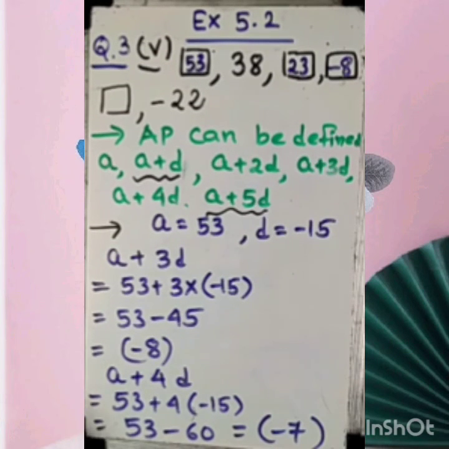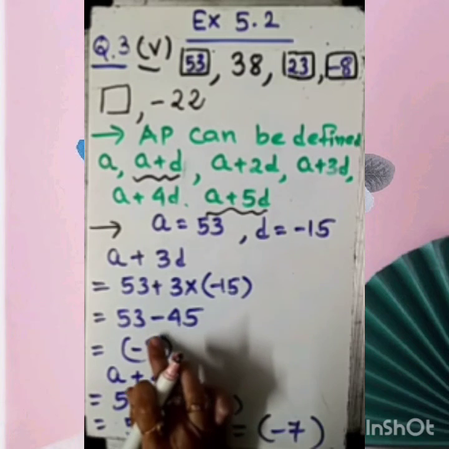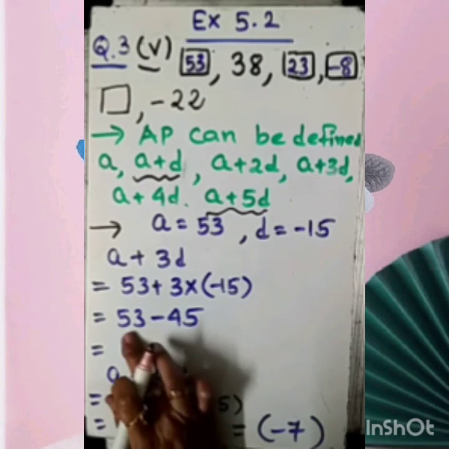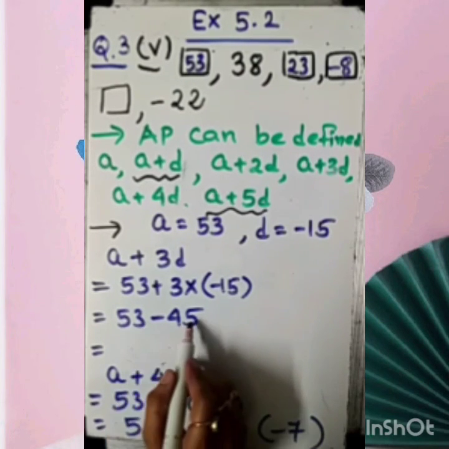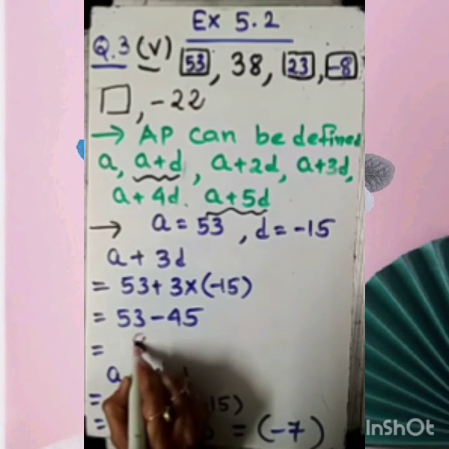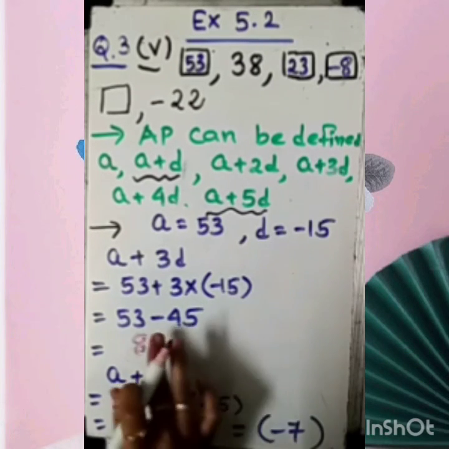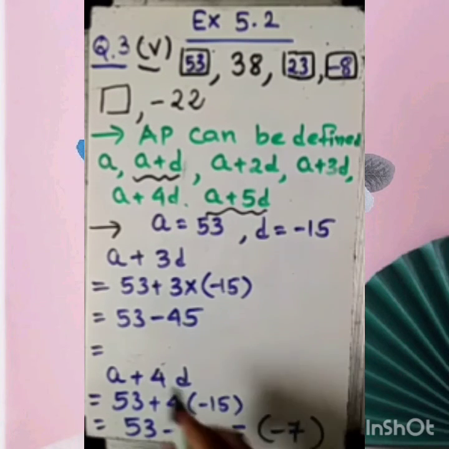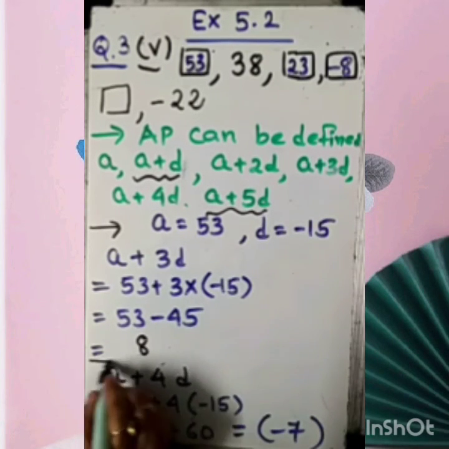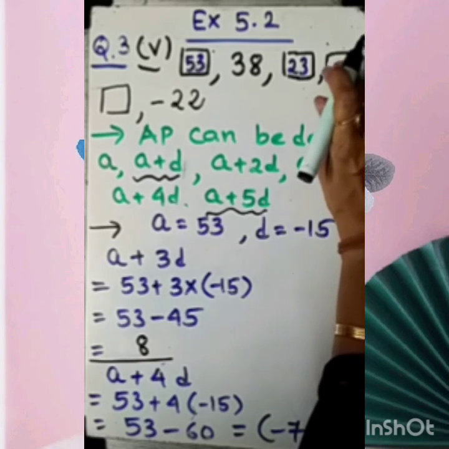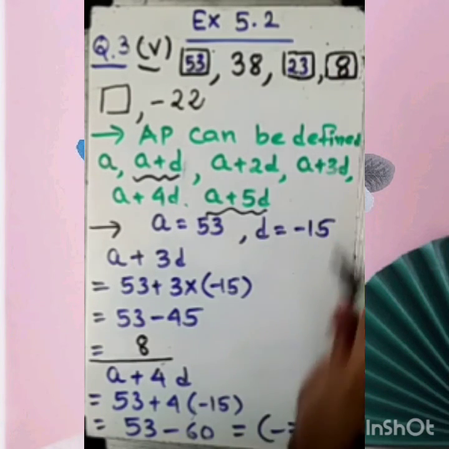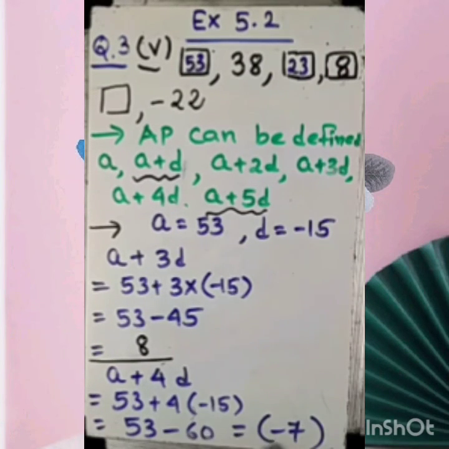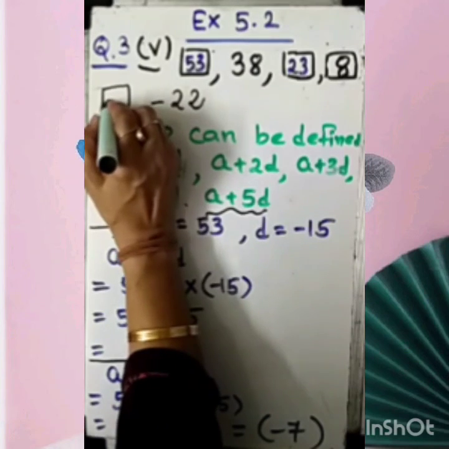So my dear student, here one thing we need to correct. The value of this is not minus 8, because as we know, 53 minus 45 is plus 8. Okay, so let me correct this value. I am inserting the value 8 here. For this term it is 8, not minus 8. I am correcting it. This is 8. For A plus 4D, that is correct, minus 7. So I am putting this value here.